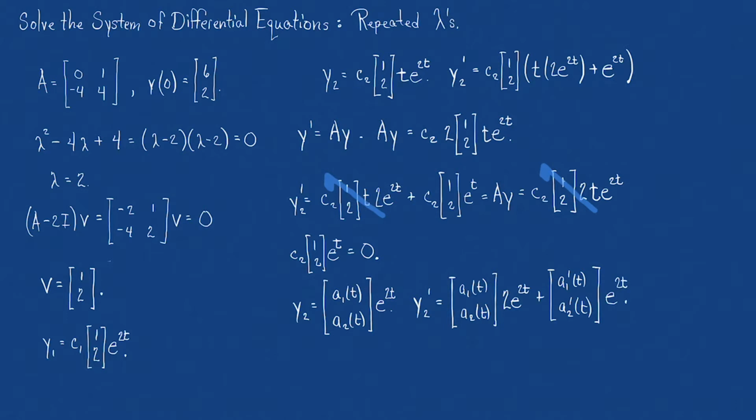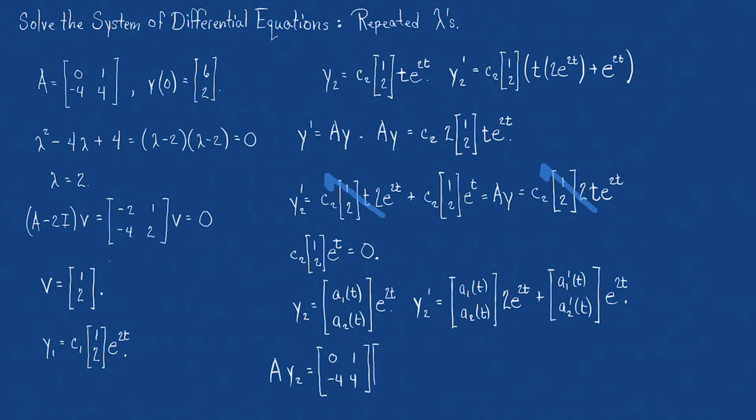Okay, and then let's do the same thing, but now let's write this as Ay2. So that's going to be the matrix of A. Let's write that down again. That's 0, 1, minus 4, 4. And then we're going to multiply that by y2.